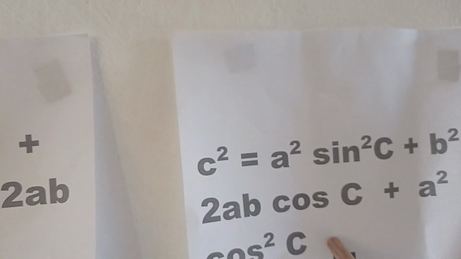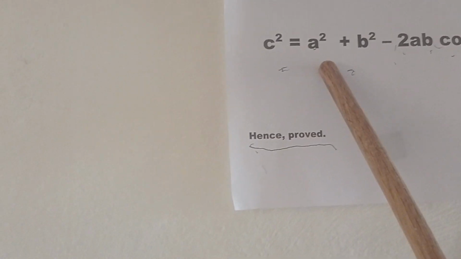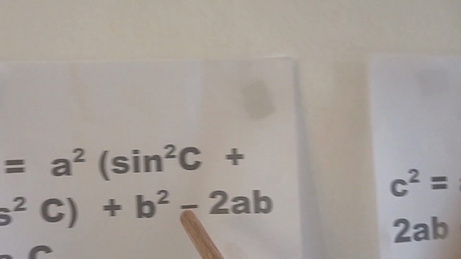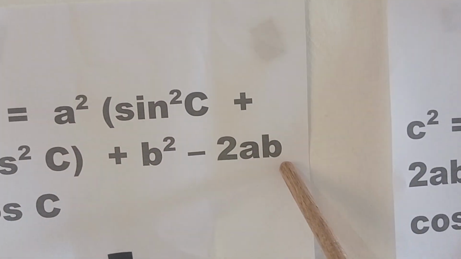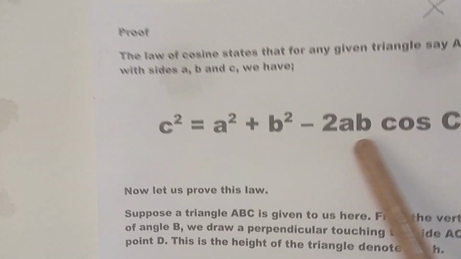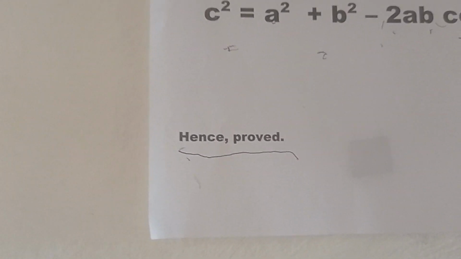Once it has been eliminated, we get C squared equals A squared plus B squared minus 2AB cosine of C. This formula is similar to this formula. Then finally, hence proof. Let's get to a problem now.